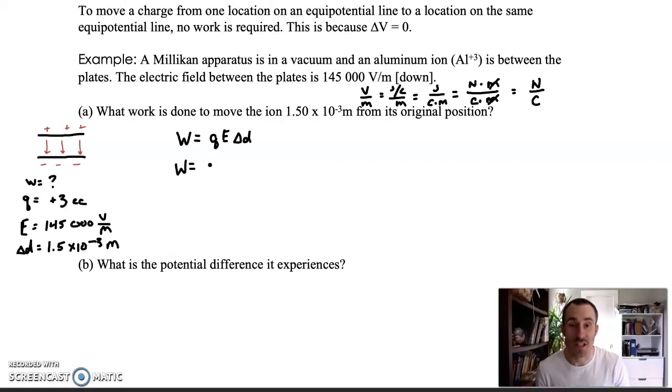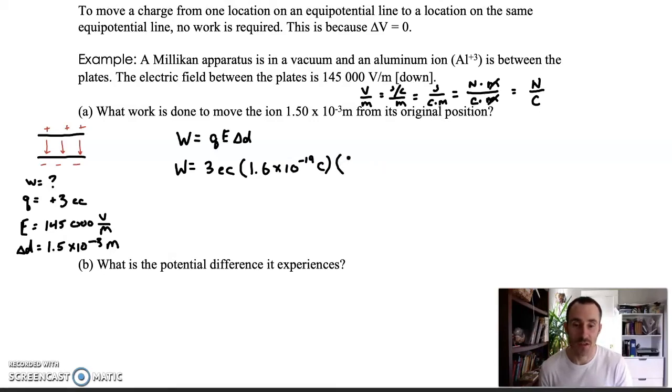So the charge is 3 ECs, but the field strength is measured in newtons per coulomb, or volts per meter. And so this version of the charge, we are not going to be able to use just as it is. We'll need to do a conversion. So in my case, I'm going to go 3 ECs, but I'm going to put that conversion right within this formula. So each EC is 1.6 times 10 to the negative 19 coulombs.